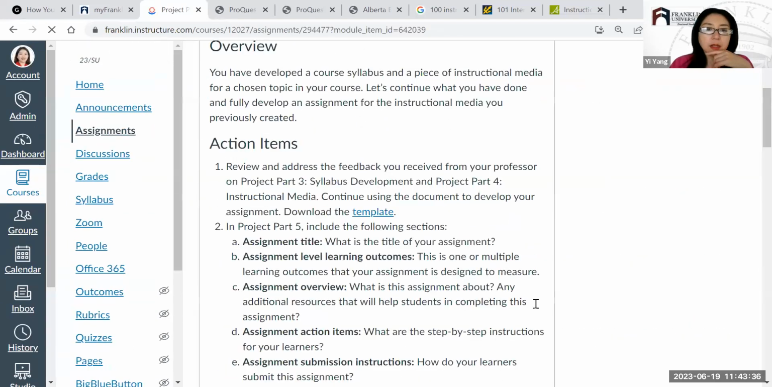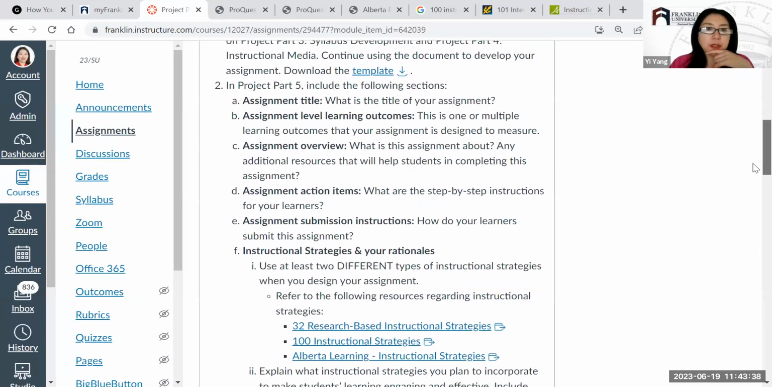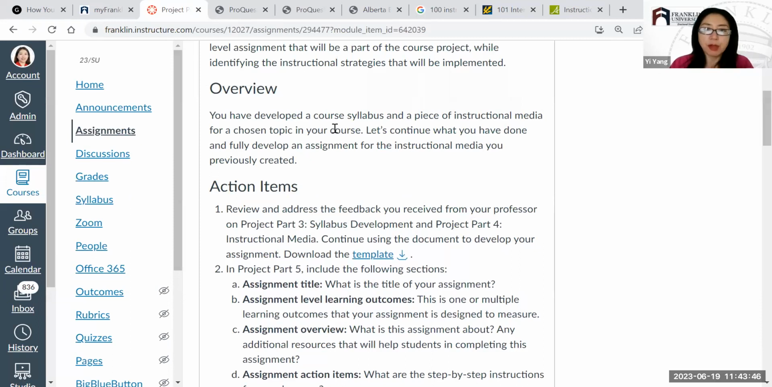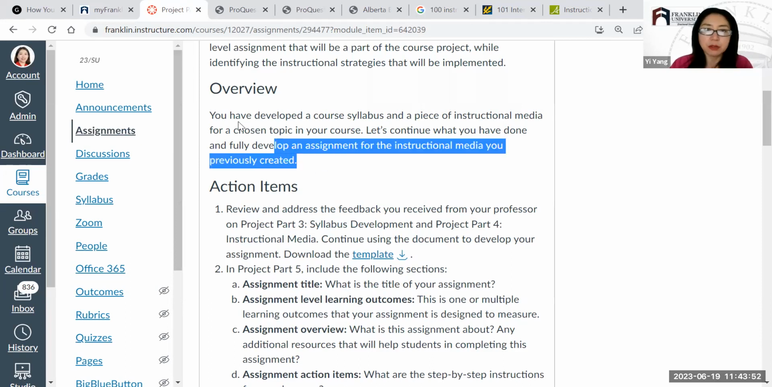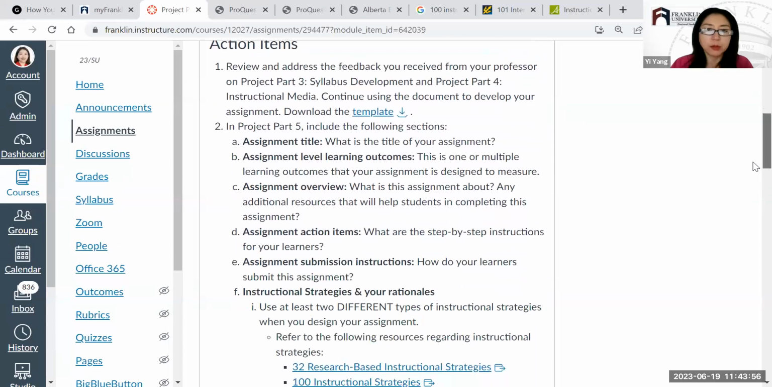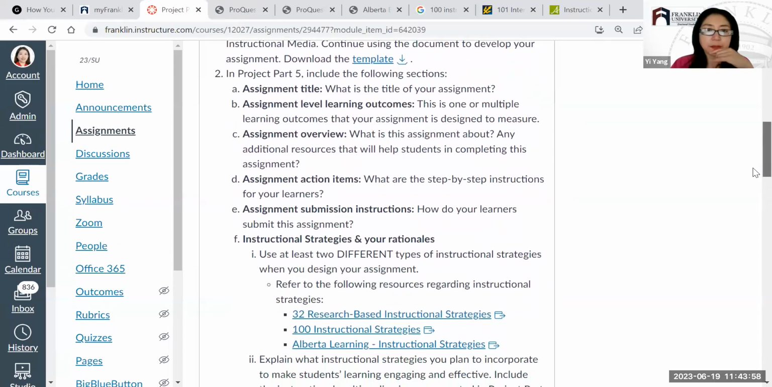Now, what needs to be included? Continuing after the outcomes, the overview. For example, in the overview, you have developed a course syllabus and a piece of instructional media for a chosen topic in your course. So this is your overview. You will need to write an overview for your activity or assignment.